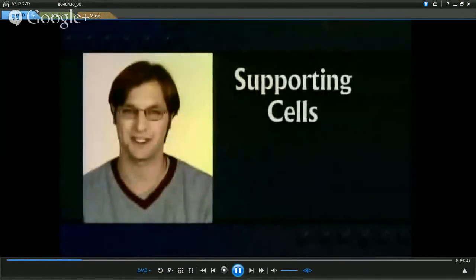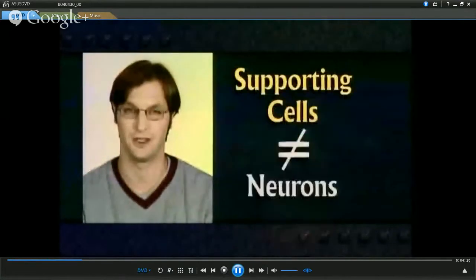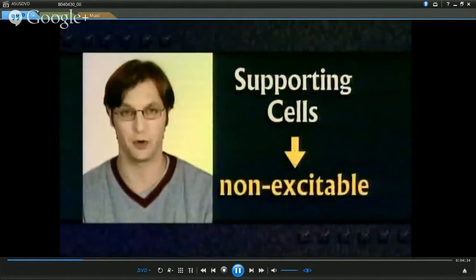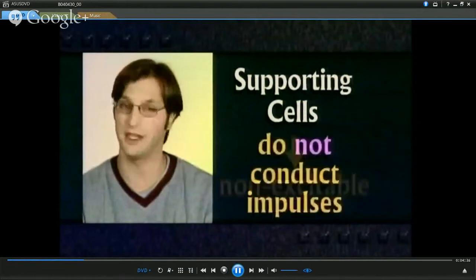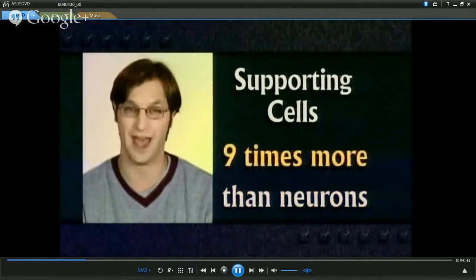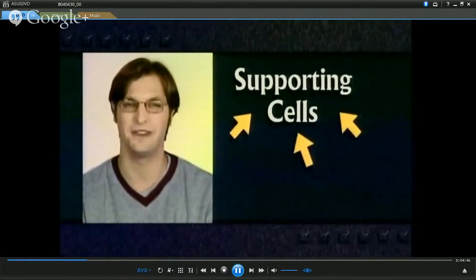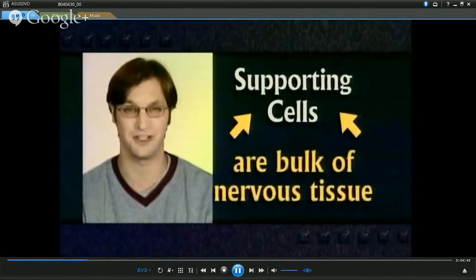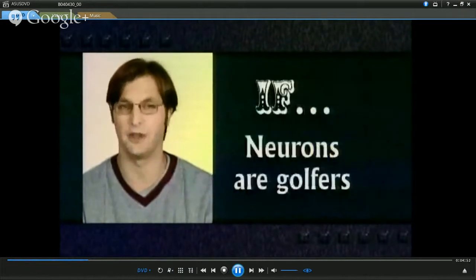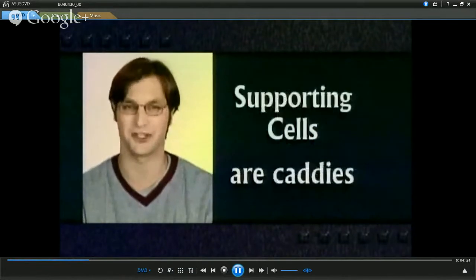Now, the supporting cells are a whole different can of worms. The supporting cells are different from neurons. First off, the supporting cells are non-excitable, meaning they do not conduct impulses. Also, there are a lot more supporting cells in the body than neurons. In fact, there are 9 times more supporting cells than neurons. Yep, these babies comprise the bulk of nervous tissue, so they're real important. They basically support the neurons. If neurons are golfers, supporting cells are caddies.